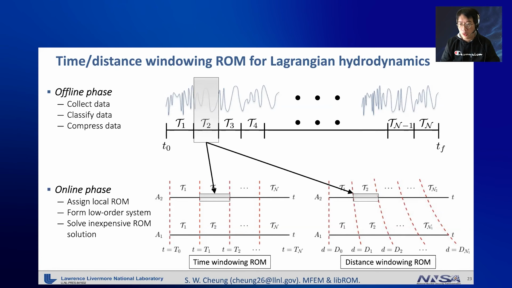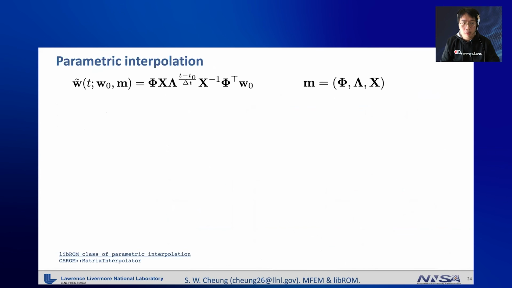And in the distance windowing approach, the length of the subinterval depends on the parameter so that it can better locate the trust region of each local reduced order model. On the other hand, it may be a more interesting case for the generic parametric PDE setting. We can use the concept of parametric interpolation to make the reduced order model more robust. We take a DMD as an example. The model is characterized by the basis and the eigenpairs.